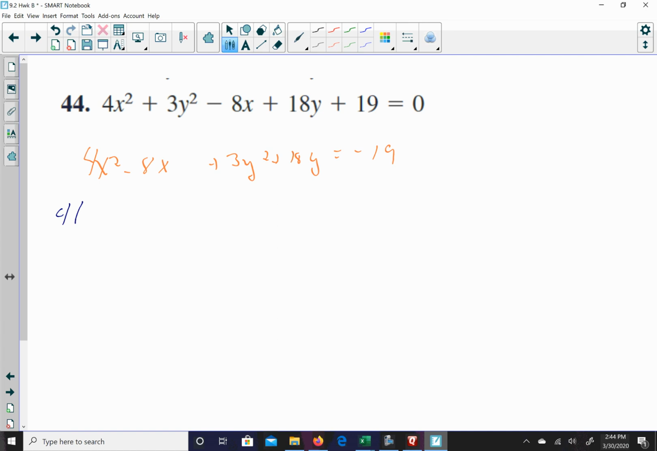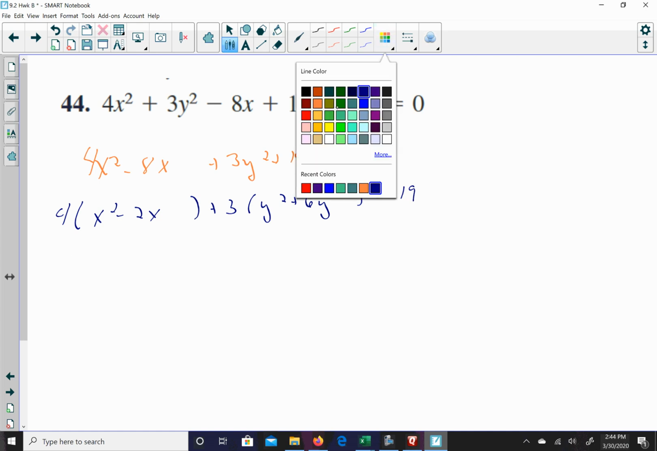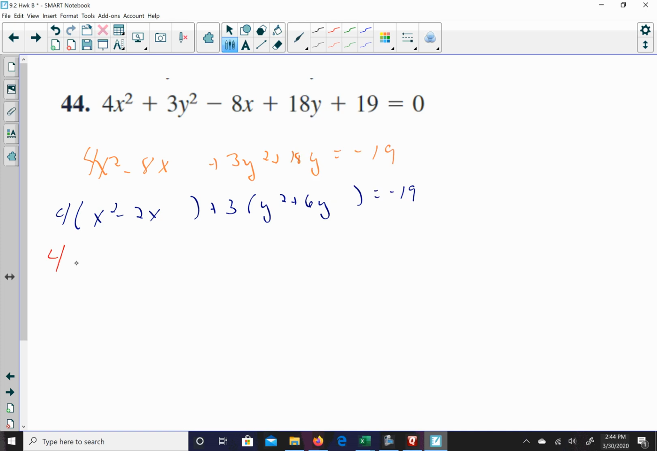Divide by 4, and I'm going to have x squared minus 2x. Factoring out a 3, I'm going to have y squared plus 6y. And still I have this negative 19. Completing the square, here's the 4. X minus half of 2 is 1. 1 squared is 1. So I'm going to put a 1 here. And then 4 times 1, which means I'm really adding 4 to both sides. So I'm going to put 4 there.